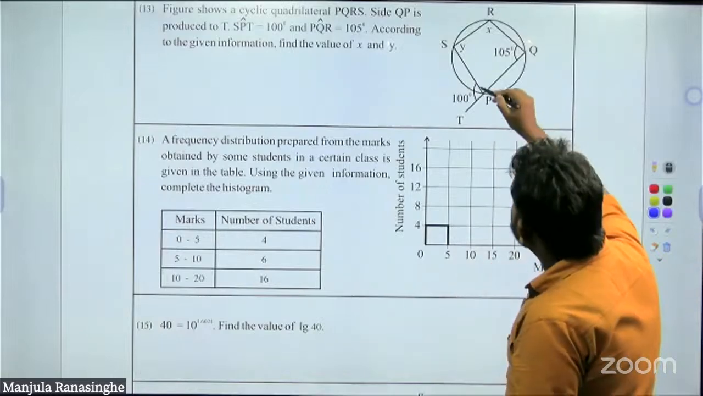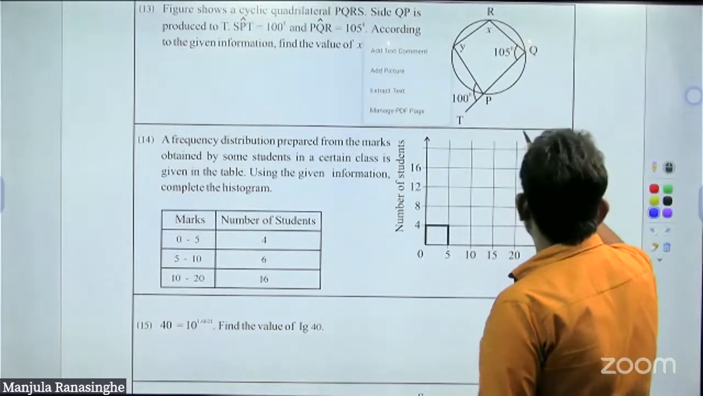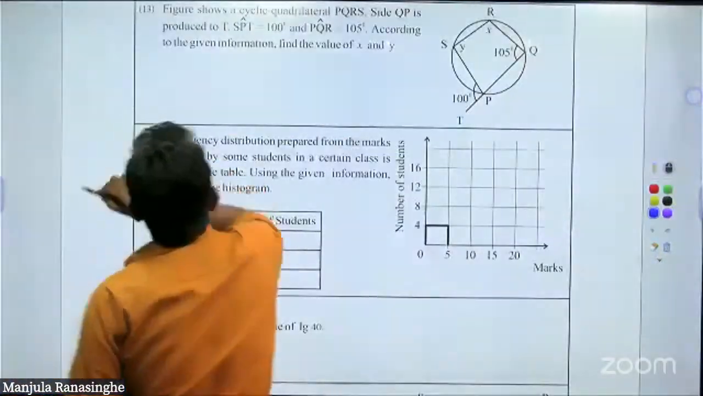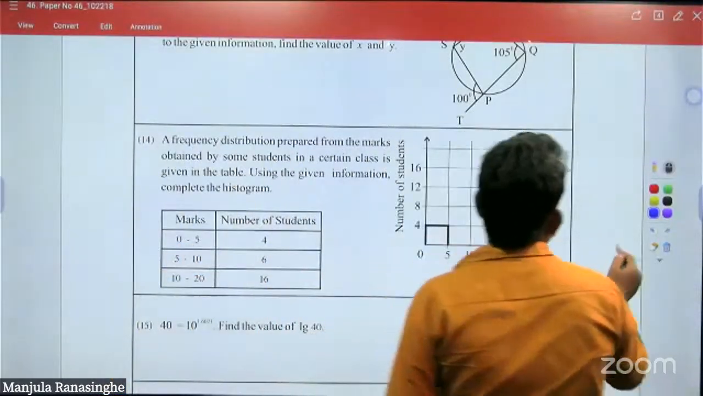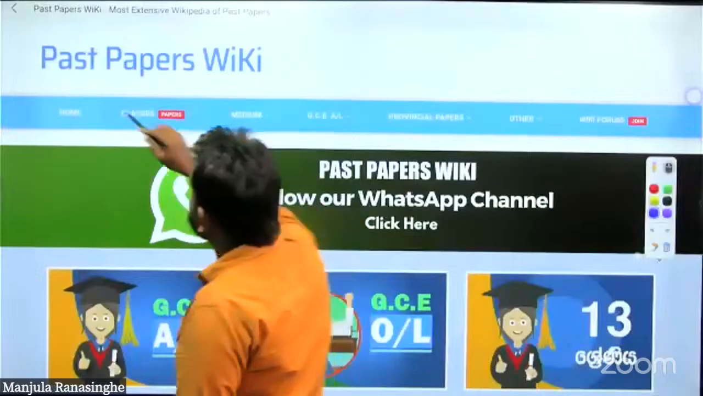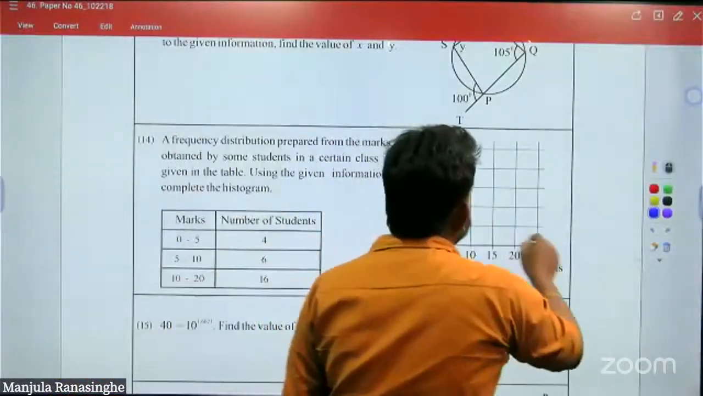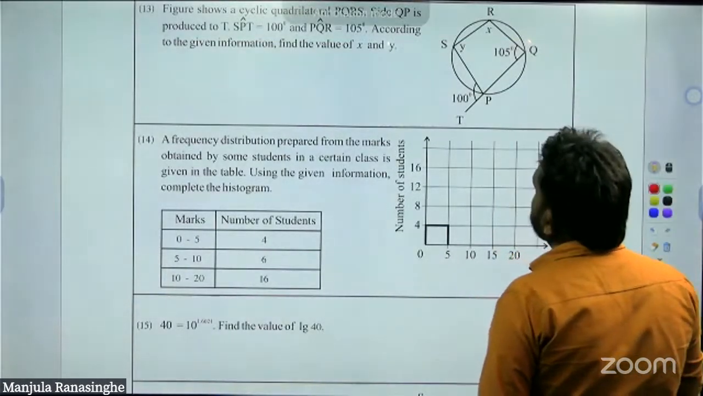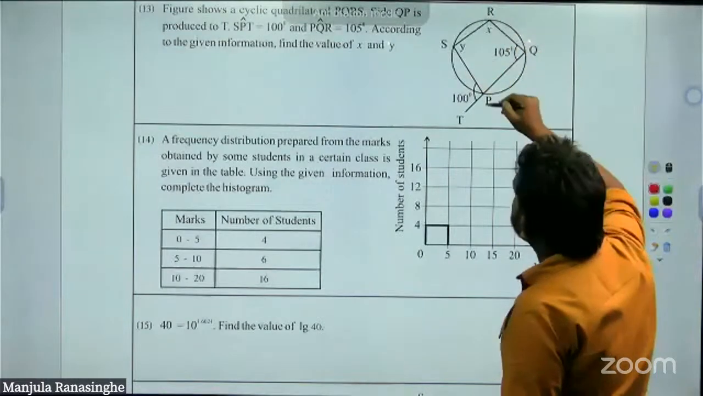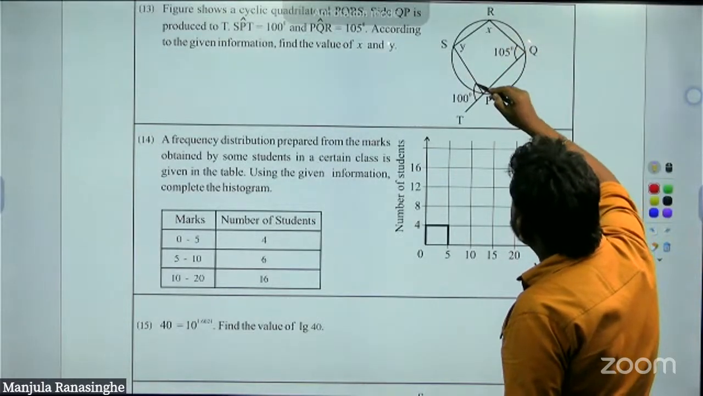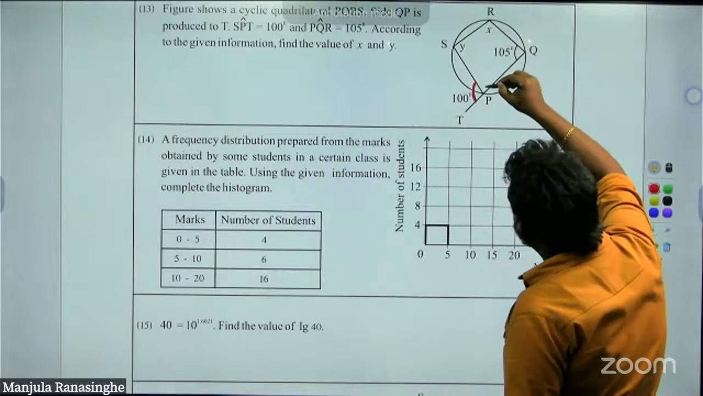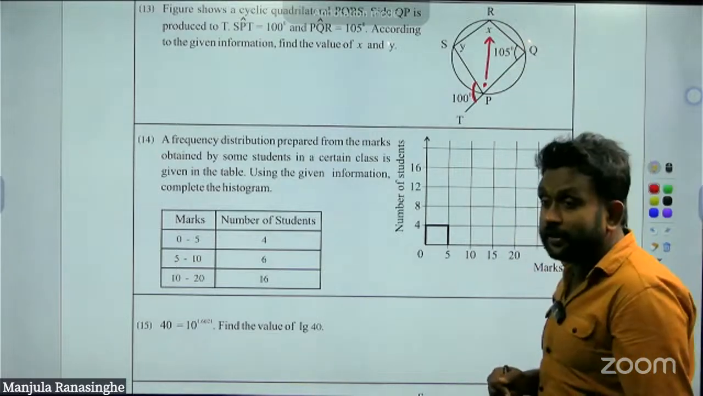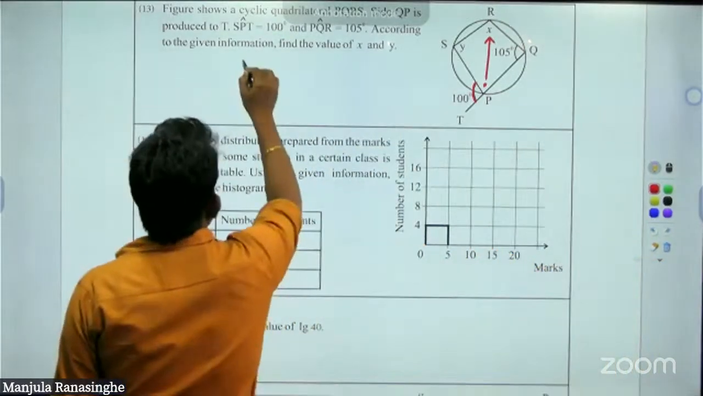Now you can see that this is the exterior angle of this cyclic quadrilateral. PQRS is the cyclic quadrilateral given here. So here the exterior angle is 100, that equals the interior opposite value. So directly you can take that x as 100 degrees.